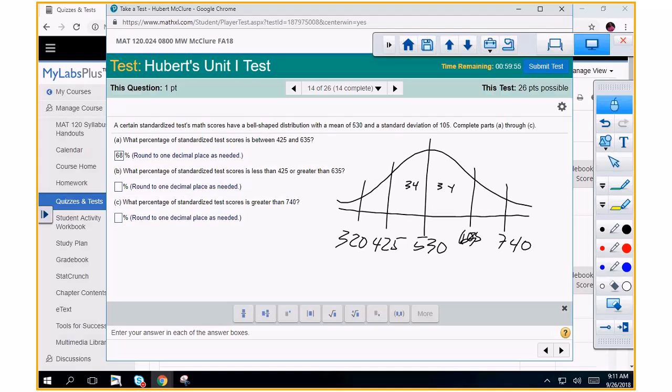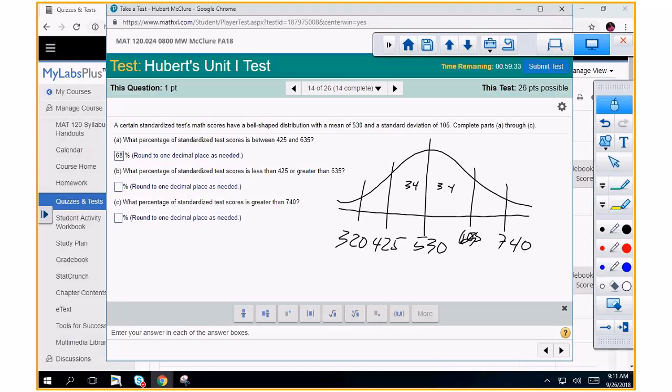Somebody said this says or. Now, or means what? It could be this, or it could be this. Not both. All right, so if it says or, then that means 16% either way. It does not mean 32%.